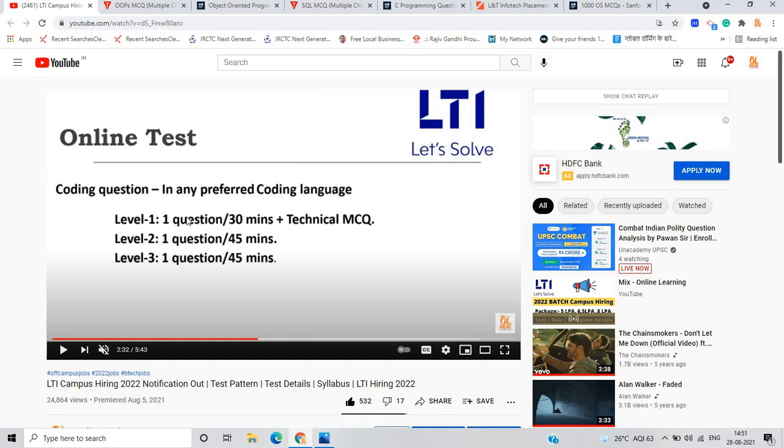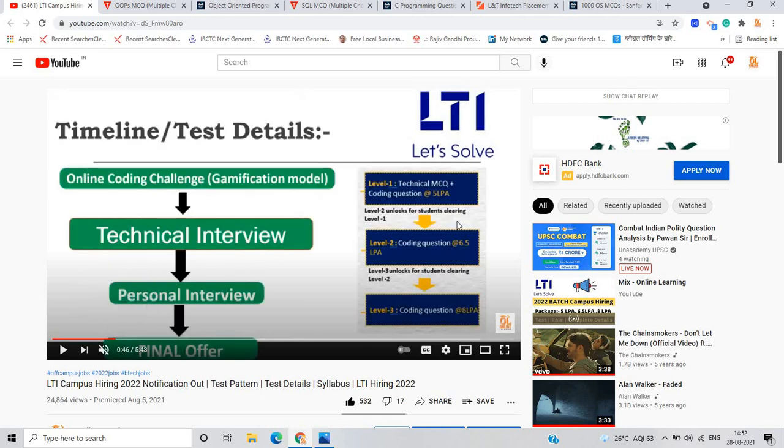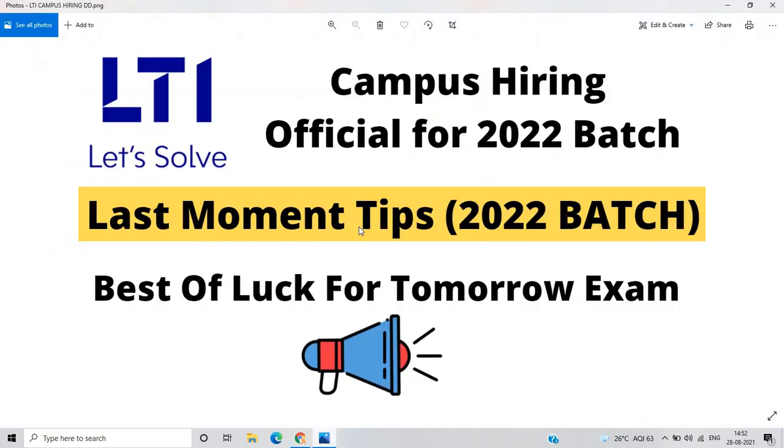After clearing level 1 you will go to level 2, where there is one coding question for 45 minutes, and if you clear level 2, then level 3. The package varies across level 1, level 2, and level 3: 5 LPA, 6.5 LPA and 8 LPA. So these are some websites and some tips to crack the exam. An important point is that you can practice many questions from these websites, and practice as many coding questions as you can in the remaining time.